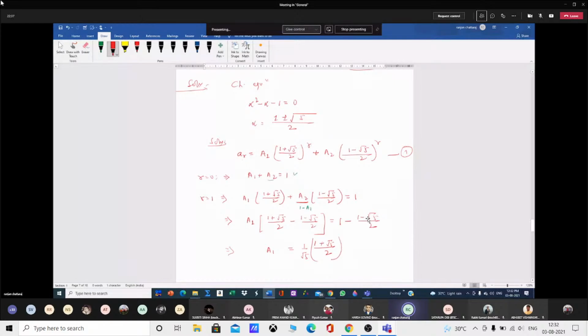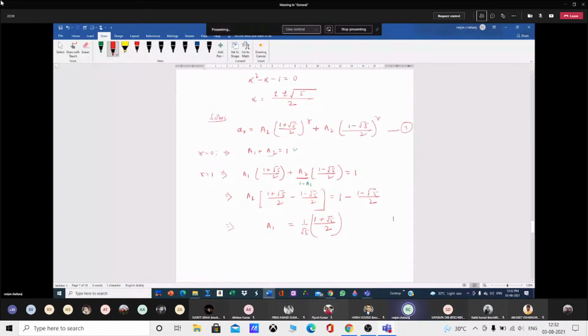Is it clear? Yes, sir. So if you are getting this, therefore a2 is equal to 1 minus root 5 upon 2. Okay, now solving this one, how much will you get? Root 5. So 1 by root 5, take the common. So this side becomes how much? 1 by, so this is root 5.